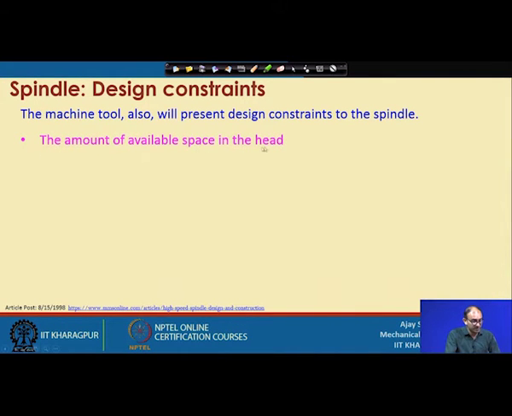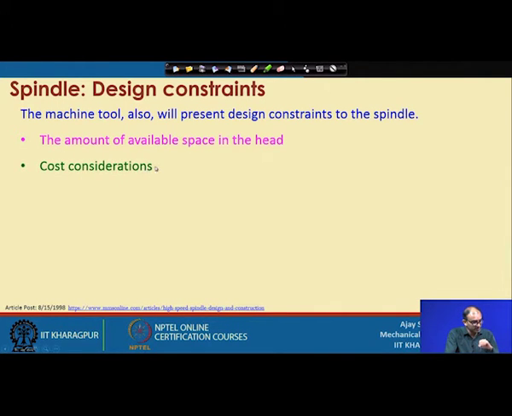What are the design constraints here? The machine tool also presents a design constraint to the spindle, because each and every spindle cannot be fitted to each and every machine tool. First is the amount of available space in the head. When you design a machine tool, suppose you add one spindle, but later you find that the spindle RPM is not enough, so you want to replace it. Whatever space is available, you have to work within that area only. If the spindle size is different and the other fitting arrangements are not available, then it will not fit in that machine tool.